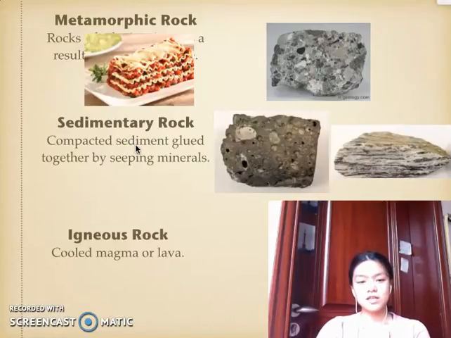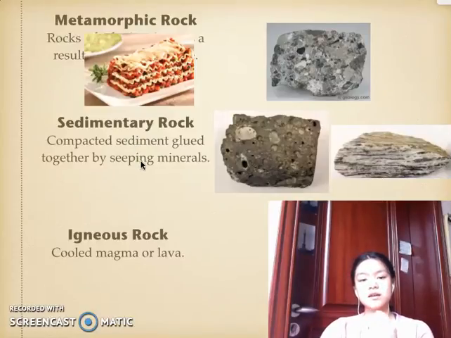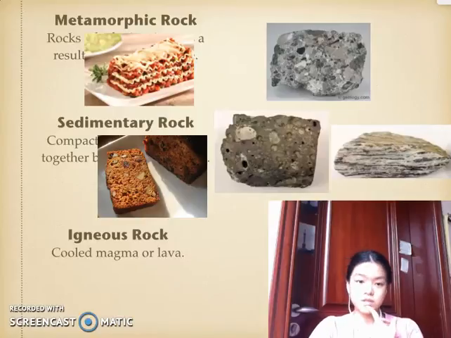Sedimentary rock is compacted sediment glued together by seeping minerals. Then I suppose it consists of both sediment and minerals. Then I suppose it looks like nut bread.